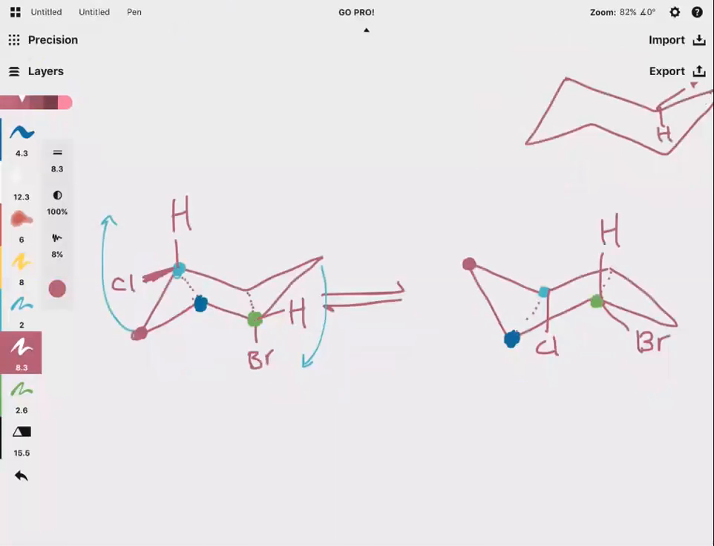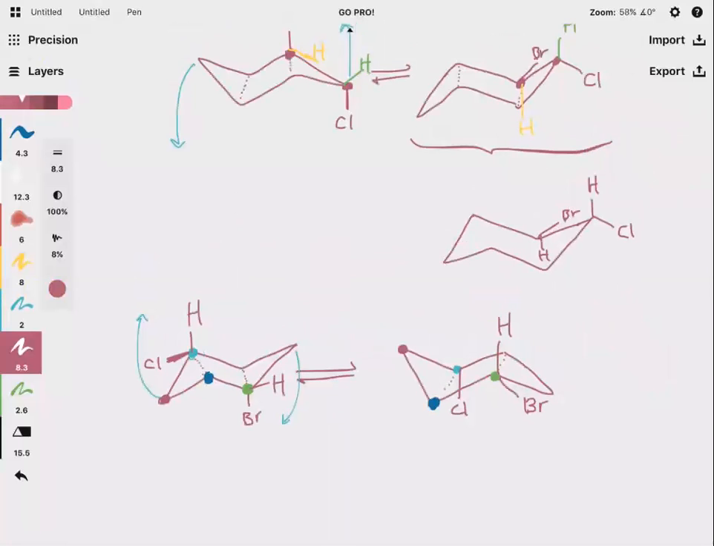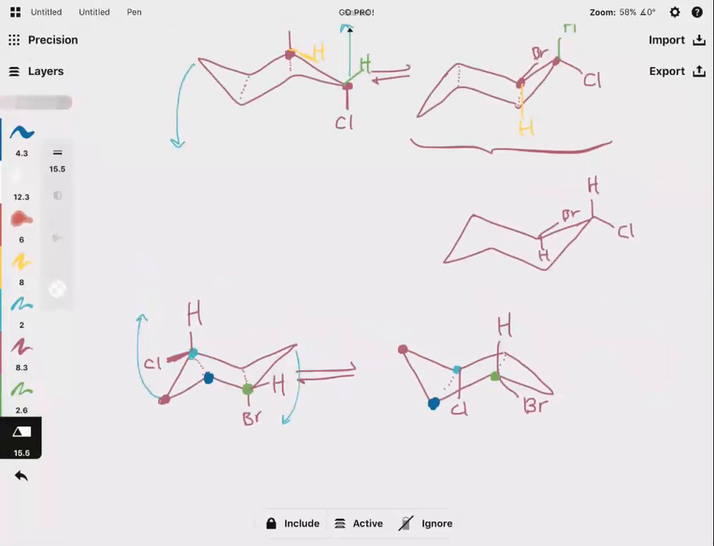And that's all there is to ring flips, okay? Don't make it any more complicated than that. So we'll stop this video right here.